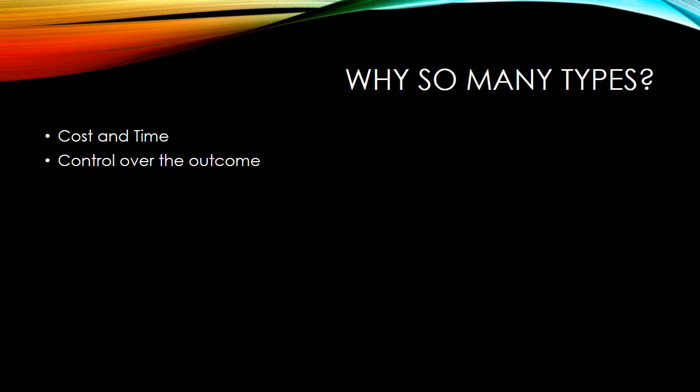Then there are different types because of how much control you have over the outcome. With mediation, the mediator has no opinion and no real way to tell you what to do. He just suggests things, and both sign and decide, yes, this is what we want to do. But with litigation, you have to use the judge, and then you can appeal it, and this allows less control. So this is why we have many different types.